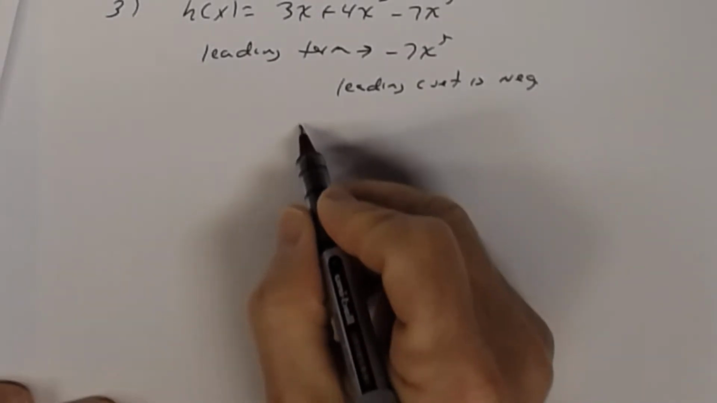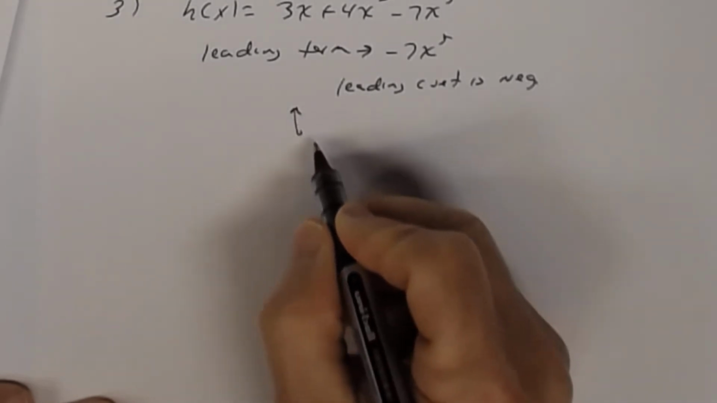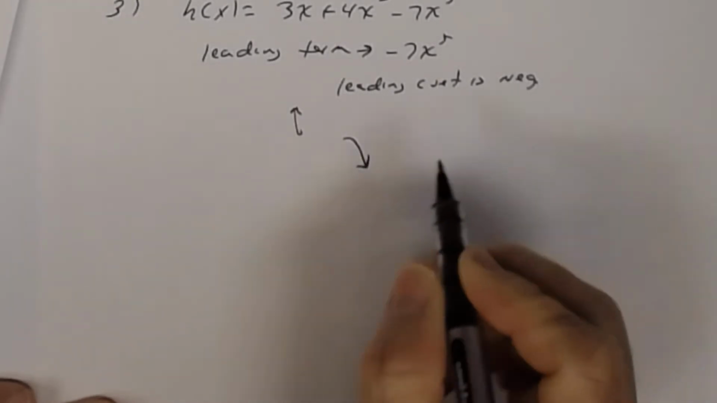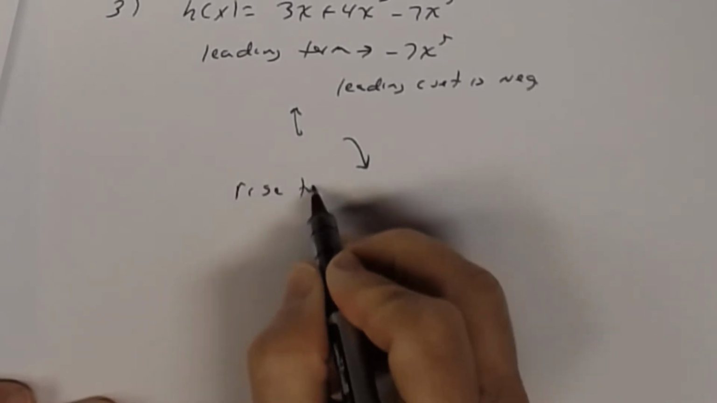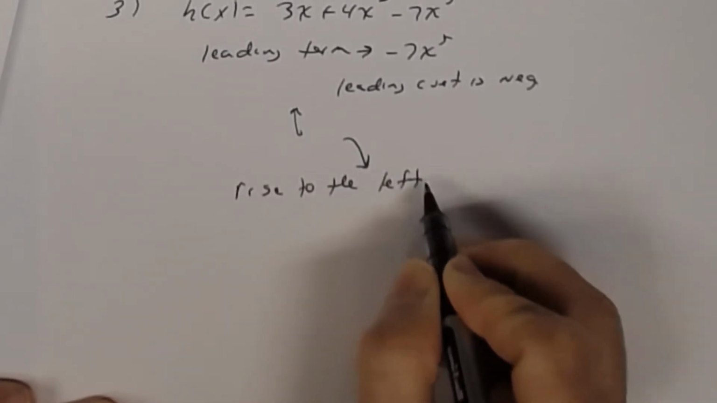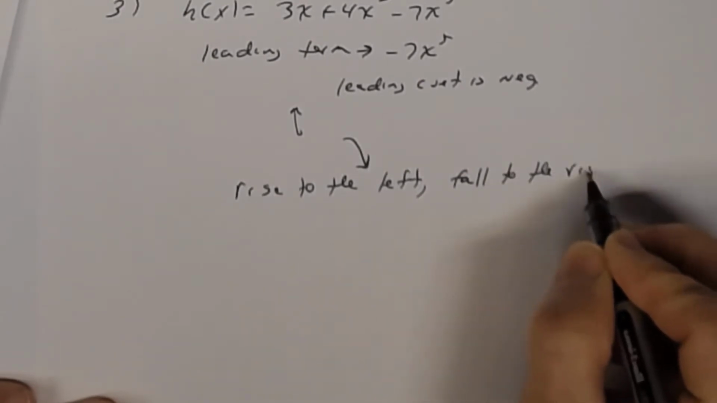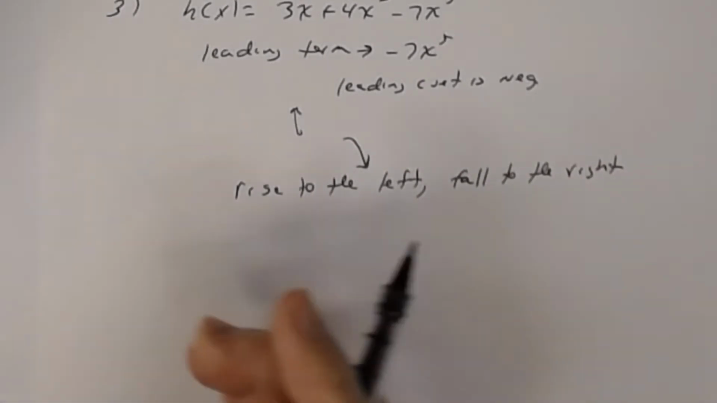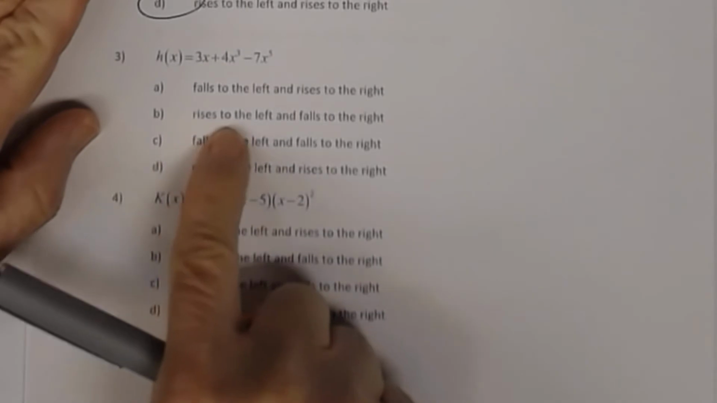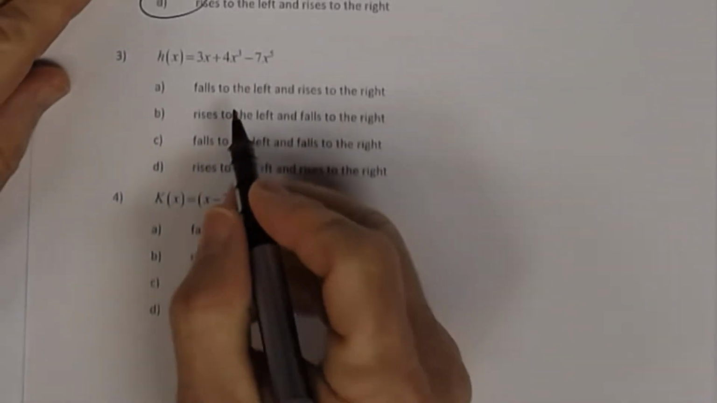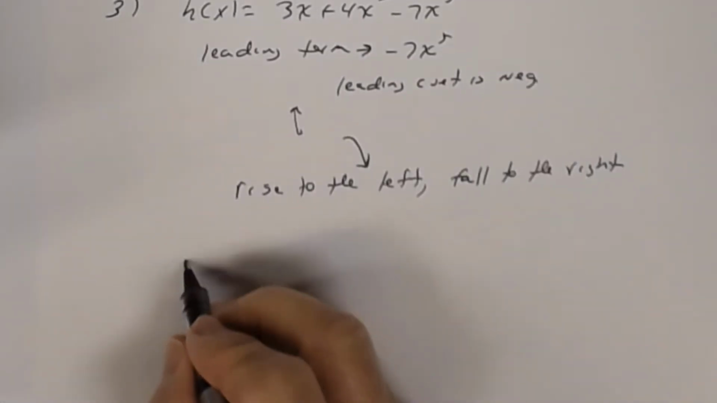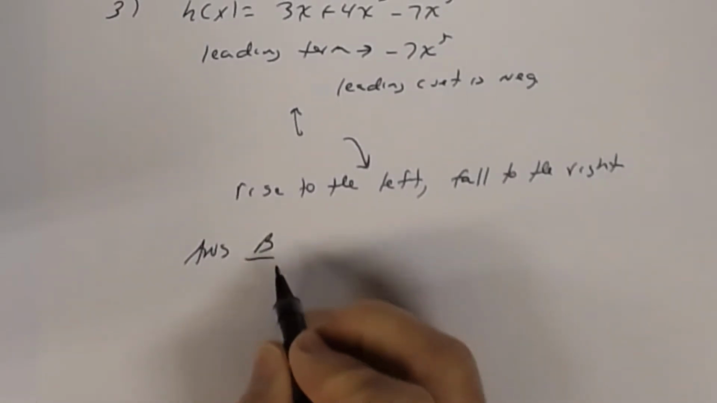So we got to choose the one that says, so we know it's going to do this. We know it's going to rise to the left, fall to the right. So find the one that says that. So rise to the left, falls to the right. So that's going to be B. So the answer for 3 is B.